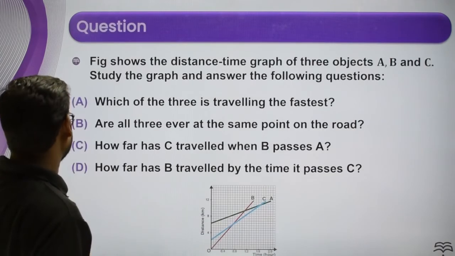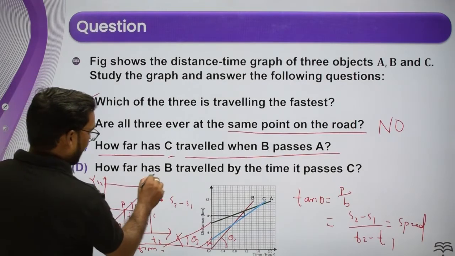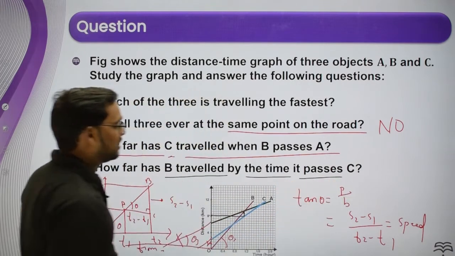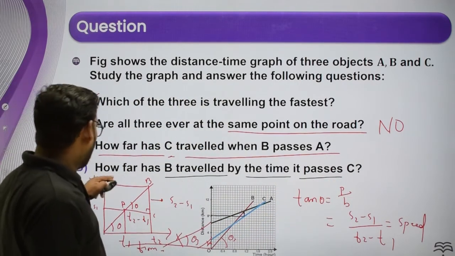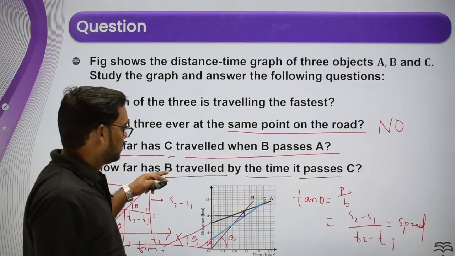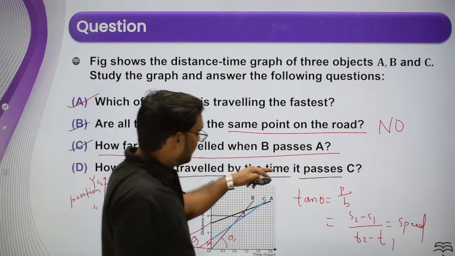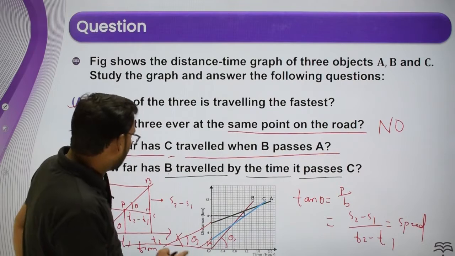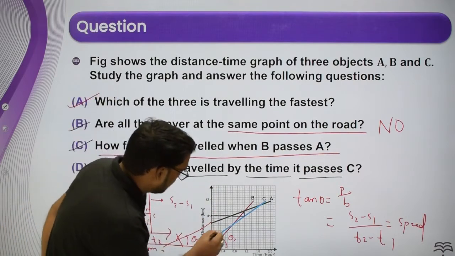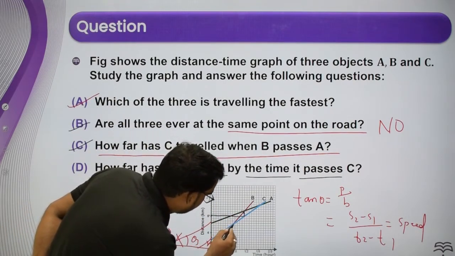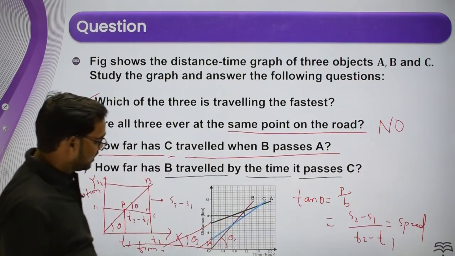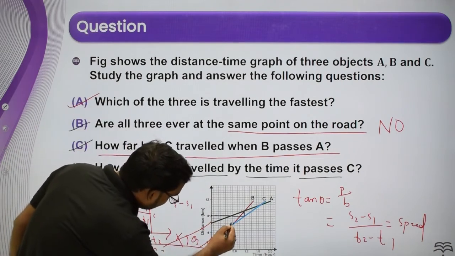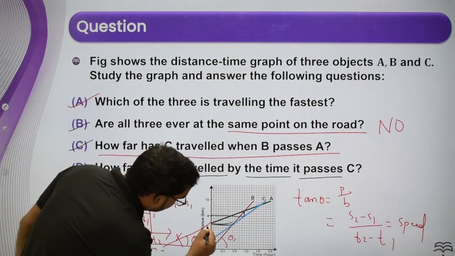What is the fourth part asking? How far has B traveled by the time it passes C? How far has B traveled when it passes C? Now you need to check when B passes C. B passes C somewhere here. This is your point. Corresponding to this point, you will get the answer.